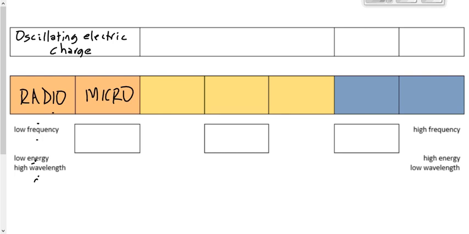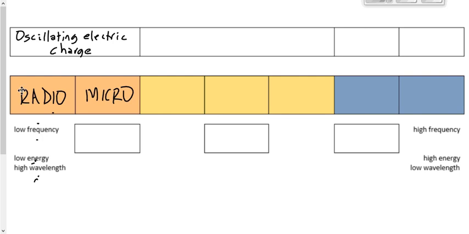As an electric charge goes one way, it must speed up, then slow down, then stop. Speed up, slow down, stop. Change direction. Speed up, slow down, stop. Change direction, speed up, slow down, stop. As it speeds up and slows down and changes direction, it's accelerating and it's generating EMR. Very low frequency EMR, radio waves, or microwaves.